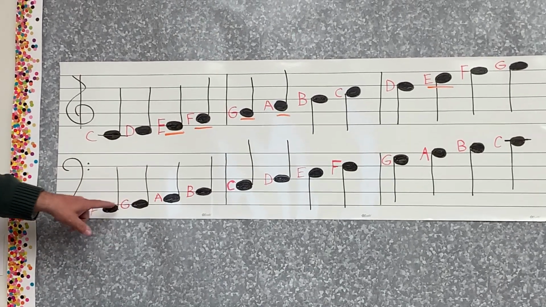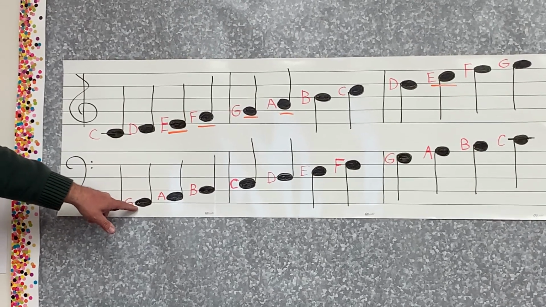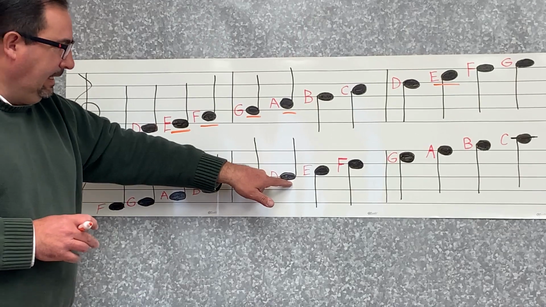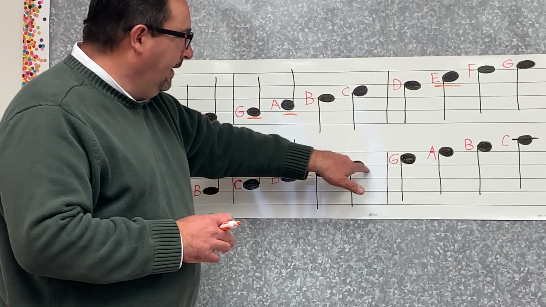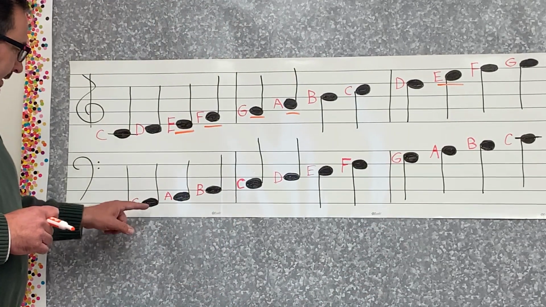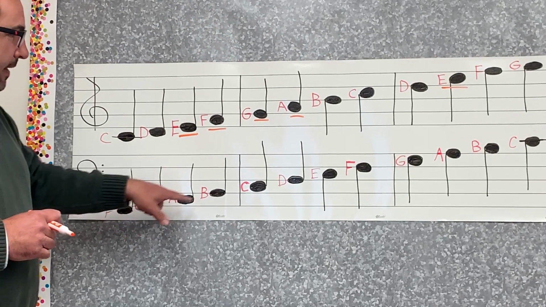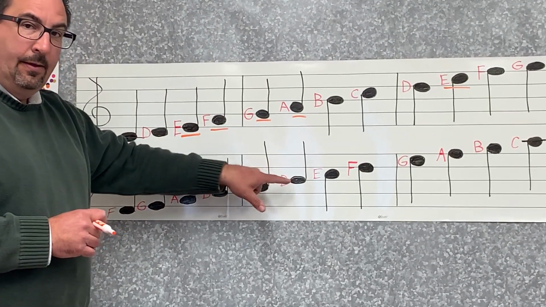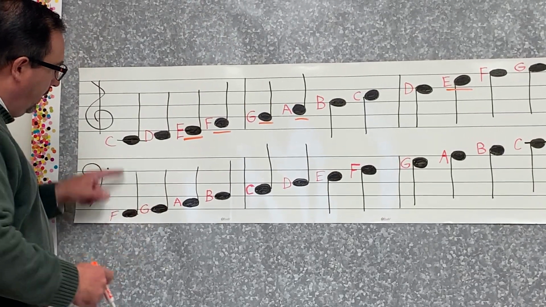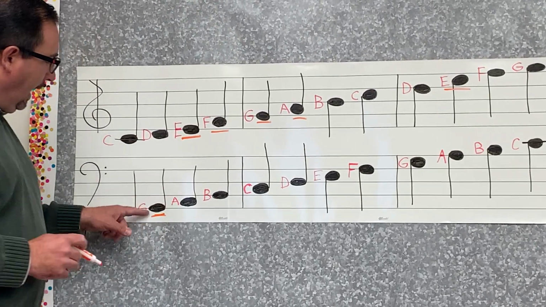Please say with me all the notes that are on the lines. We have G, B, D, F, and A. Alex, is this G higher or lower than this D? Very good. It is lower because it is lower on the staff. In fact, it's on the very bottom line.